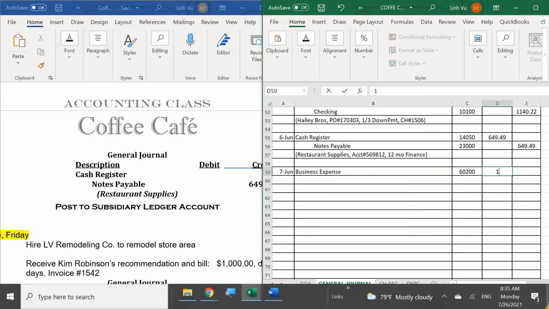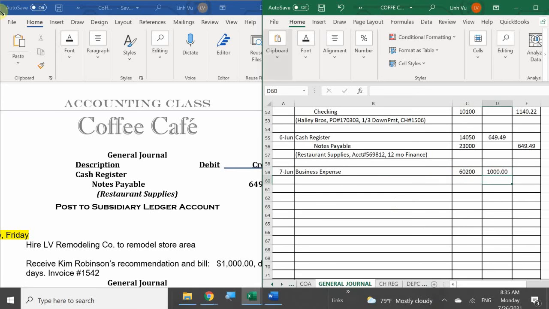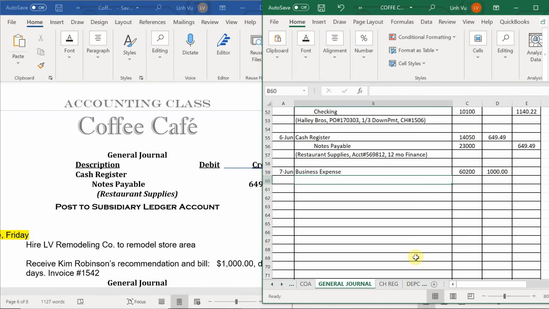So first things first, we're recognizing a business expense has occurred for $1,000. Now in this case, because I received a bill and I now owe Kim Robinson some money, I'm going to increase my accounts payable with a credit. How do we increase liabilities? With a credit. So here, you pretty much have all the information you already need. You don't need anything else.